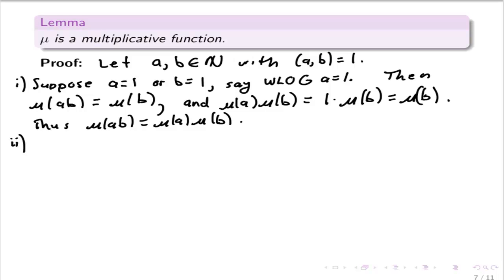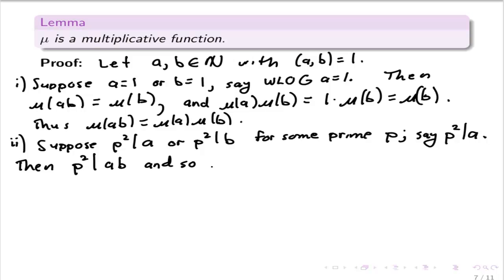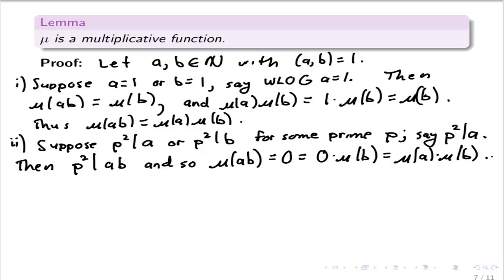Case 2. Suppose that a or b has a square factor. Suppose p squared divides a, or p squared divides b, for some prime p. Again, without loss of generality, say p squared divides a. Then p squared divides a times b, clearly. And so mu of ab is what? Well, if it's divisible by the square of a prime, it's equal to 0. And mu of a also equals 0. So this would equal 0 times mu of b, which is mu of a times mu of b.